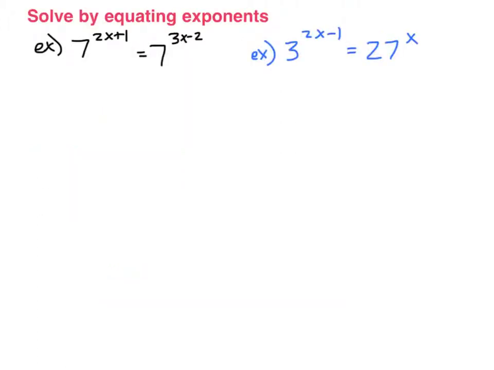Okay, so we're going to try and solve these exponential equations. 7 to the 2x plus 1 equals 7 to the 3x minus 2. Because there's only an exponential on each side of the equation, we can solve by equating their exponents, as long as they have a common base. Both of these are base 7, so the exponents are equal to each other. So 2x plus 1 is equal to 3x minus 2, and then I just go about solving for x.